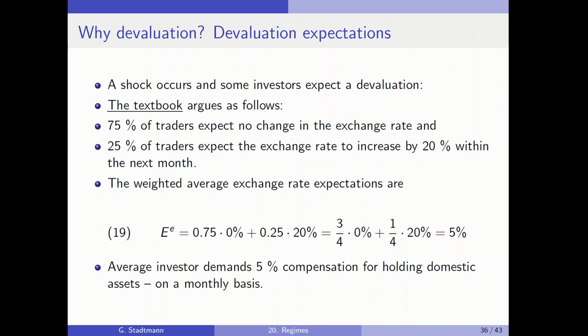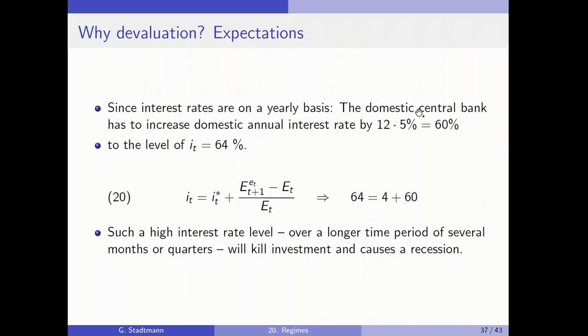What does it mean for the yearly interest rates? We measure interest rates per annum. We have to multiply the exchange rate expectations by 12, and hence the domestic central bank has to increase the domestic annual interest rate by 60 percentage points. So the domestic central bank has to increase the interest rate to the level of 64%.